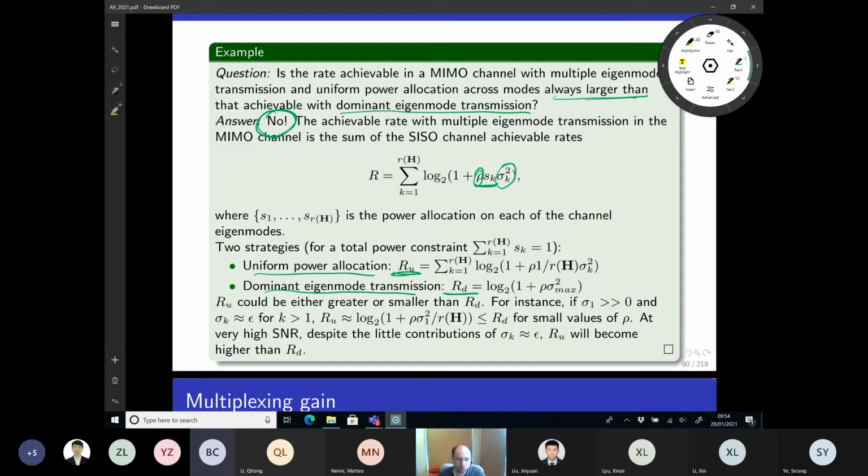Right. So the question we're going to answer later on is, okay, but how should I allocate? What is the optimal power allocation for S_k in order to have the best possible rate performance, right? That will always outperform uniform power allocation and always outperform dominant eigenmode transmission in some scenarios, right?